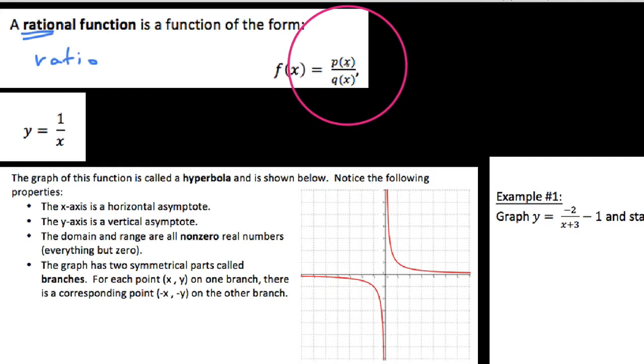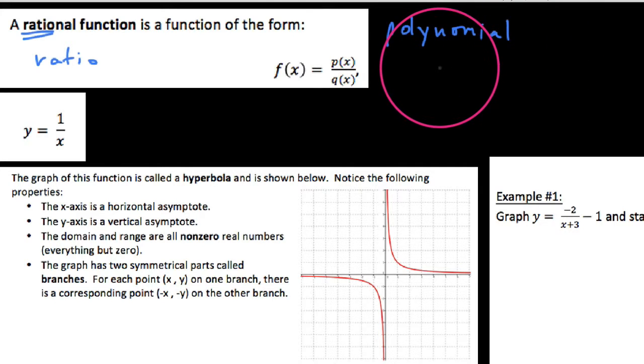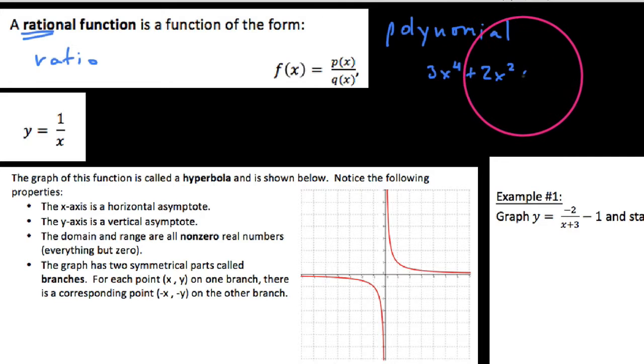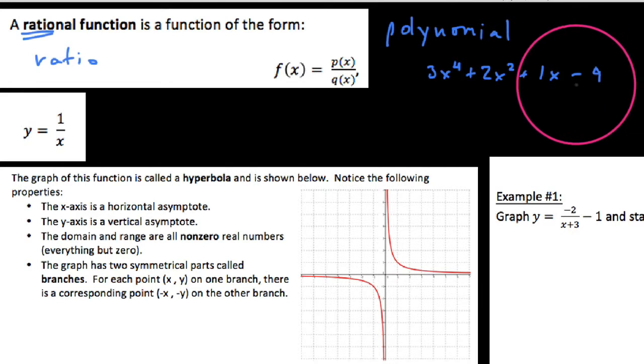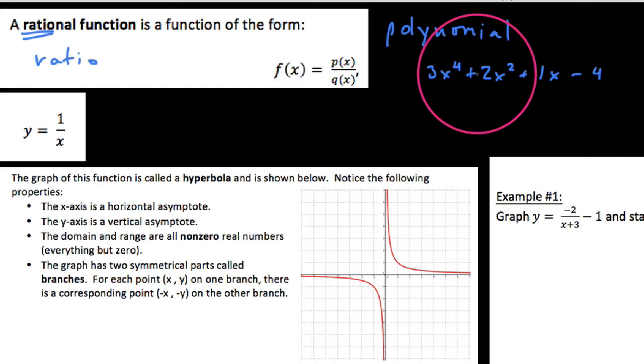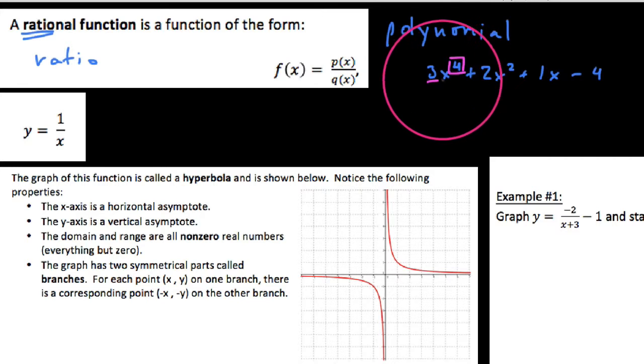where I'm going to make a note here. We say p of x and q of x, they are polynomial functions. So remember, when we discuss polynomial functions, these were things that you might have like 3x to the fourth plus 2x squared plus 1x minus 4. That's like a polynomial function because you could see that our exponents here in standard form are always going in descending order. We have a degree, we have a leading coefficient.